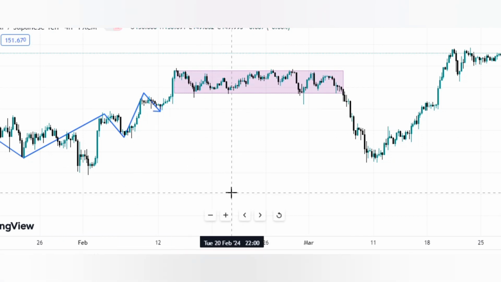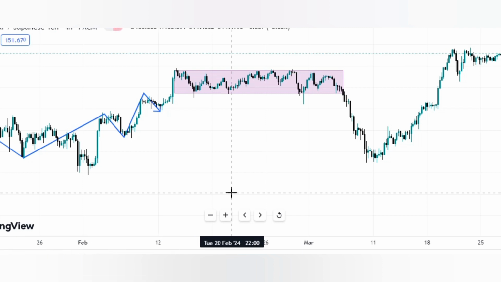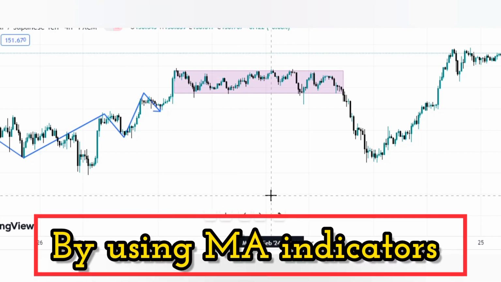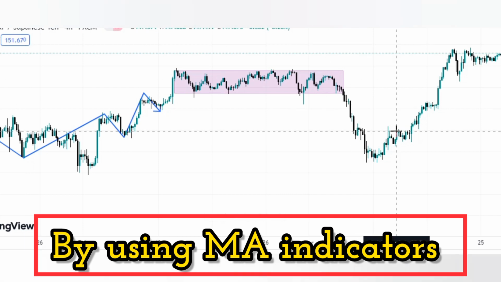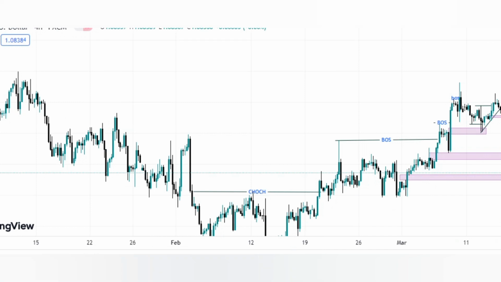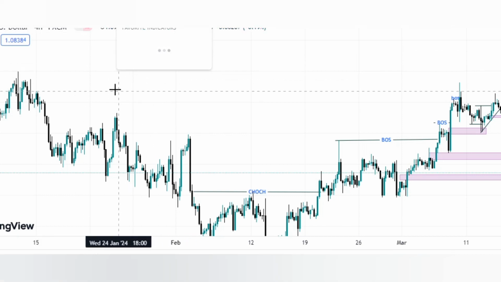Okay, so another way you can identify a trending market is by using these moving average indicators, right? Sometimes we don't recommend using indicators if you are trading pure price action, but these two moving averages can actually help you to identify a trending market. So for this one, we're going to use two moving averages. First is a 50 exponential moving average and a 200 exponential moving average, right? So let's add them and see how to use them, right?